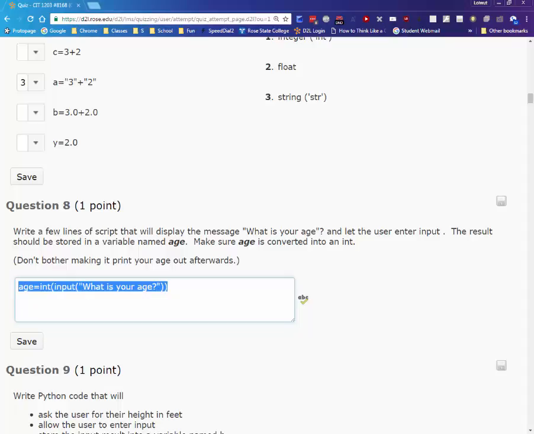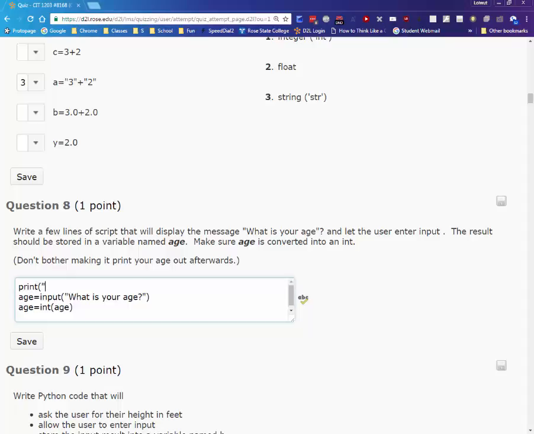Or you could do this. Age is equal to input, and then put your text there. What is your age? Then you need to convert that to an int. Age is equal to int age. That would do it. Or you could do it in 3 statements.